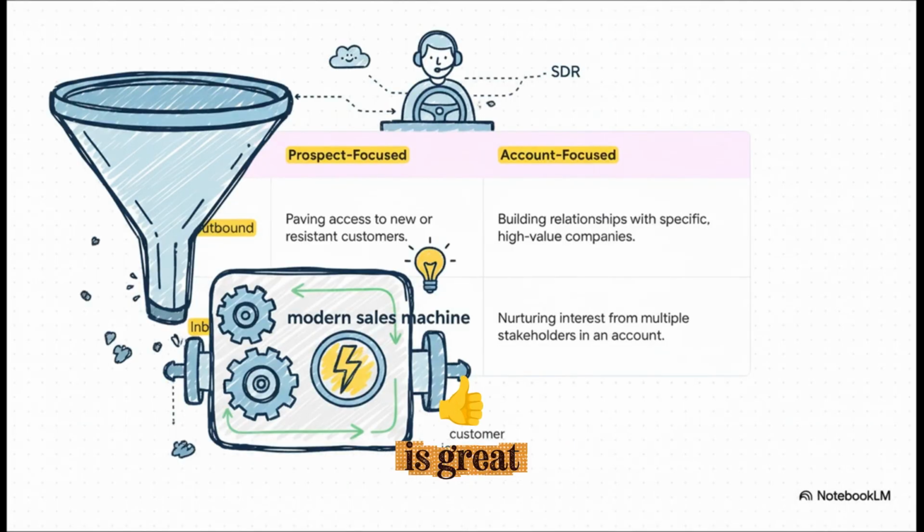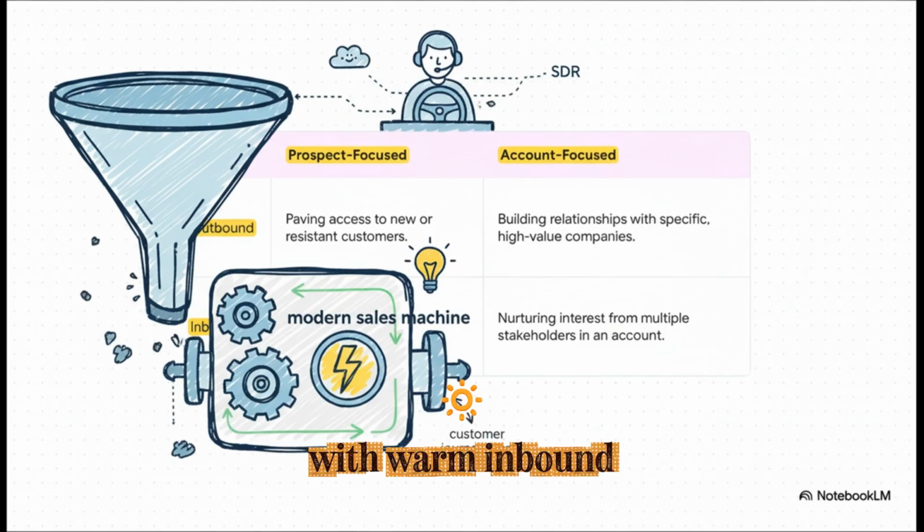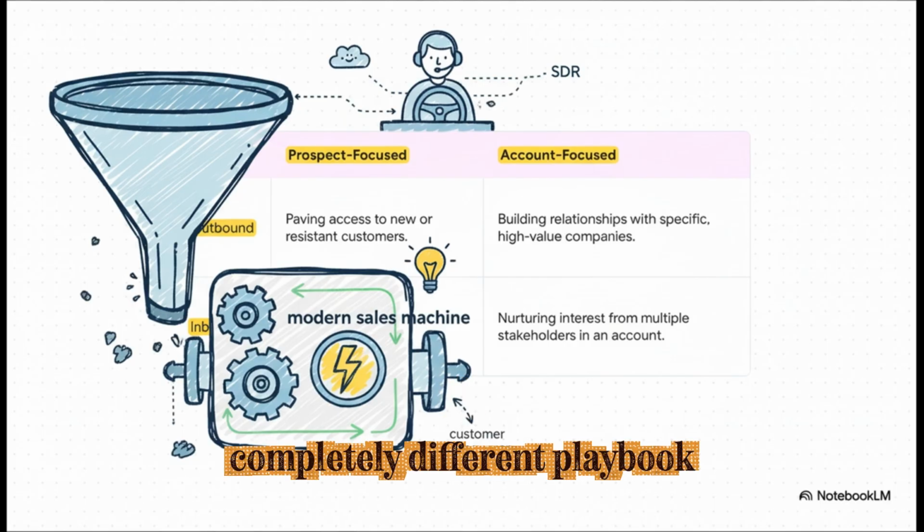And this table is great because it shows just how versatile that pilot has to be. I mean, the SDR's job totally changes depending on the situation. Are they dealing with warm inbound leads from a blog post, or are they making cold calls for outbound? Are they talking to one person? Are they trying to navigate a huge company with tons of decision makers? Each of these boxes requires a completely different playbook.